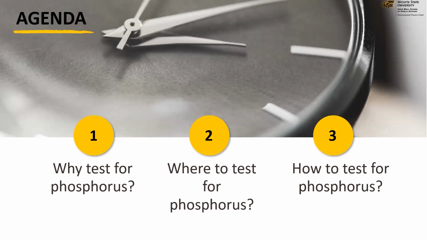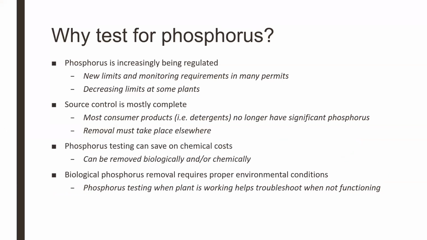So a brief agenda of this session is threefold. First, we're going to answer the question of why are we testing for phosphorus? Then we're going to look at where to test for phosphorus within our plants, and then how to test for phosphorus.